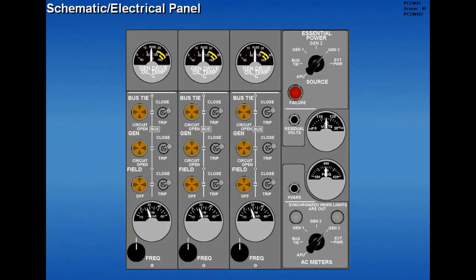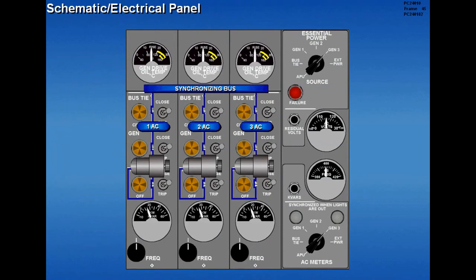The electrical panel markings represent the AC portion of the electrical schematic. Breaks in the lines represent the bus tie breakers, generator breakers, and field switch positions. Now let's try a few general description questions.